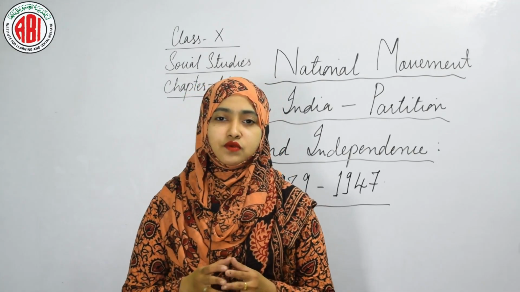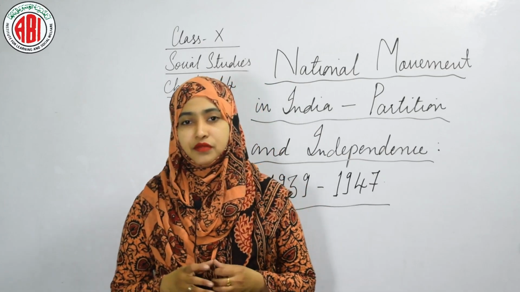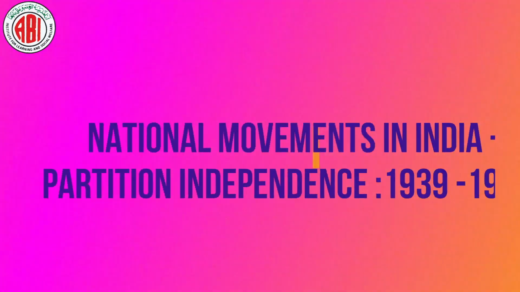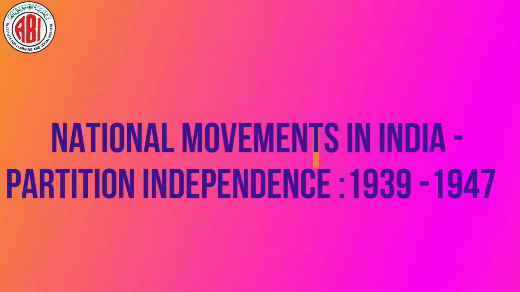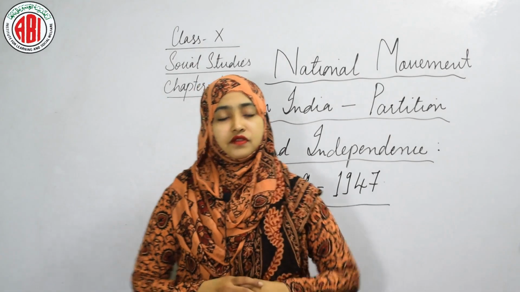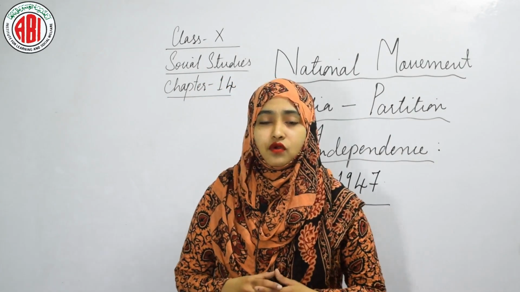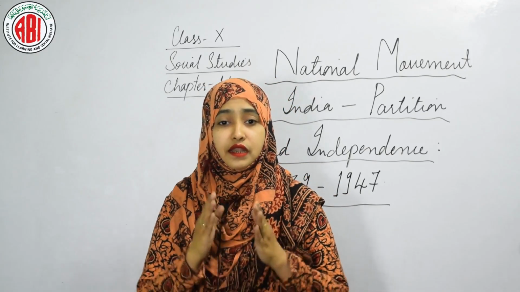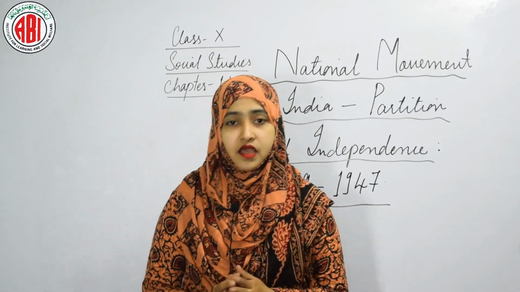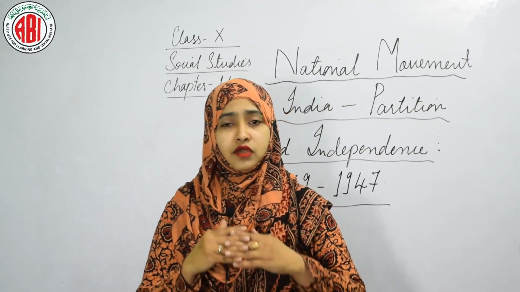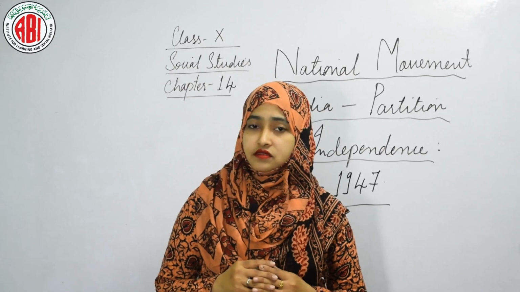So in today's class we are discussing the 14th chapter, from the Social Science second paper, and the chapter name is National Movement in India, Partition and the Independence, with the period from 1939 to 1947. First we will discuss the final phase of the national movement and try to understand the situations that led to the partition of India. The people of the country faced many difficult questions and had to accept very difficult answers in these years.